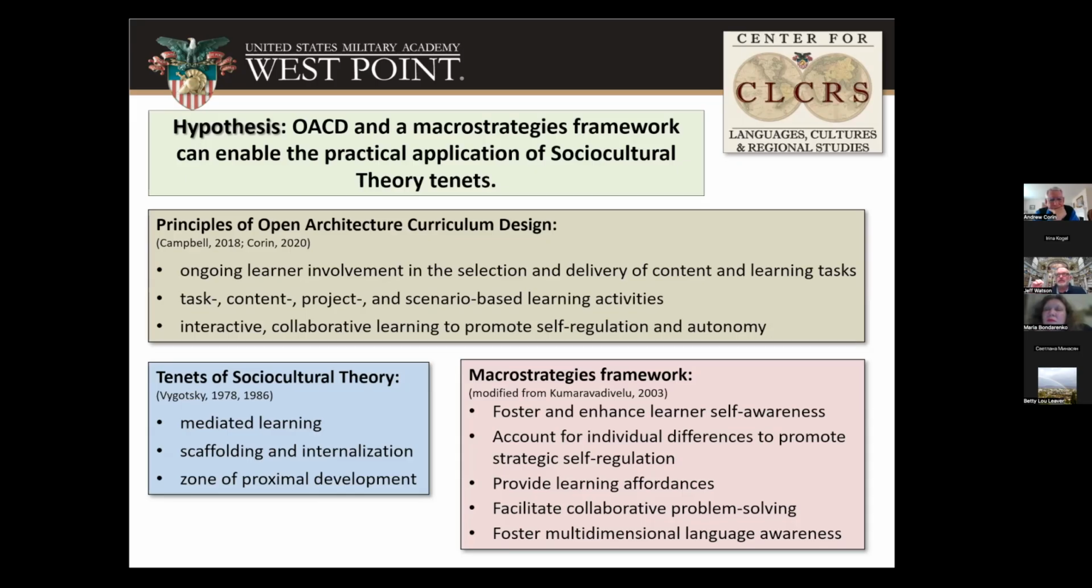And as you can see, a lot of the principles of open architecture curricular design align well with the sociocultural theory. So there's a lot of learner involvement, a lot of learner-centered attention, task-based, content-based learning, a lot of focus on self-regulation and learner autonomy. So that's what I brought together.